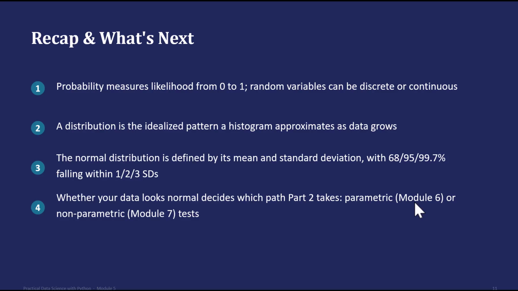Okay, so what we just rushed through is an intro to the normal distribution and probability. Probability measures likelihood from 0 to 1. Random variables can be discrete or continuous. A distribution is the idealized pattern that a histogram approximates as data grows. The normal distribution is defined by its mean and standard deviation, within the 68, 95, 99.7% rule, for within 1 to 3 standard deviations. And whether your data looks normal decides which path you take, either parametric or non-parametric, which we're going to be looking at in the subsequent modules.